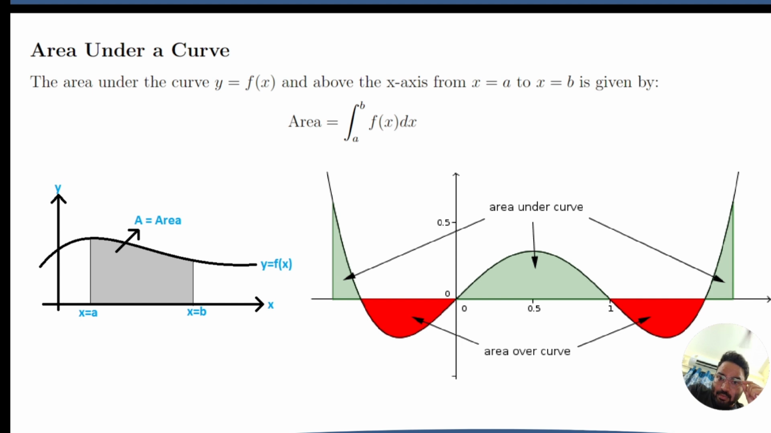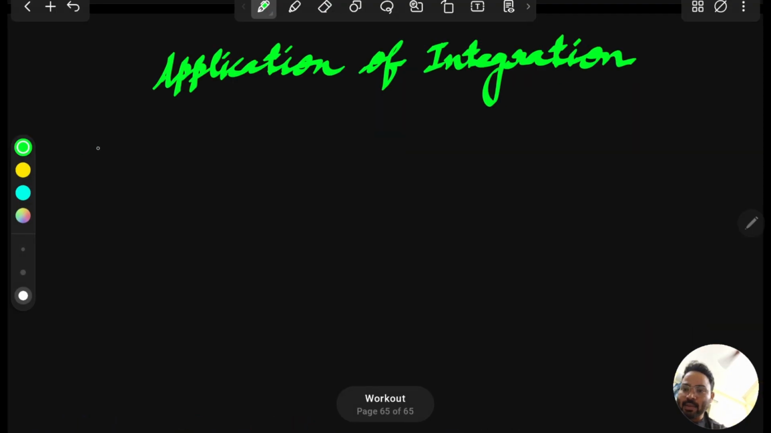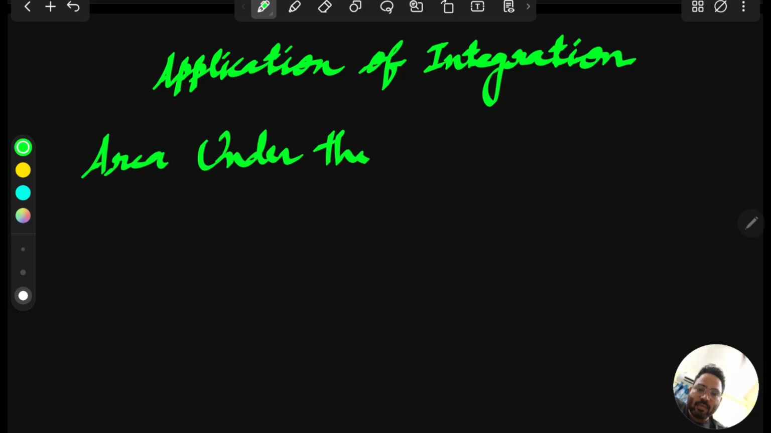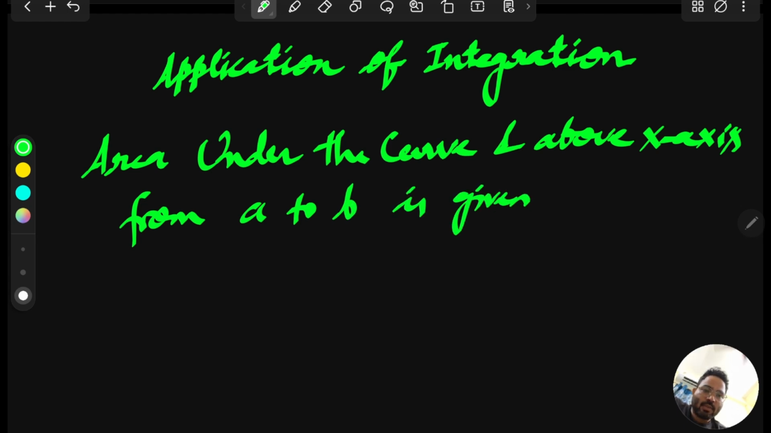So the definition of calculating the integral: the area under the curve y equal to f(x), and above the x-axis from a to b, is given by the integral from a to b of f(x) dx. But the condition is f(x) should be positive, meaning above the x-axis, f(x) should be positive.